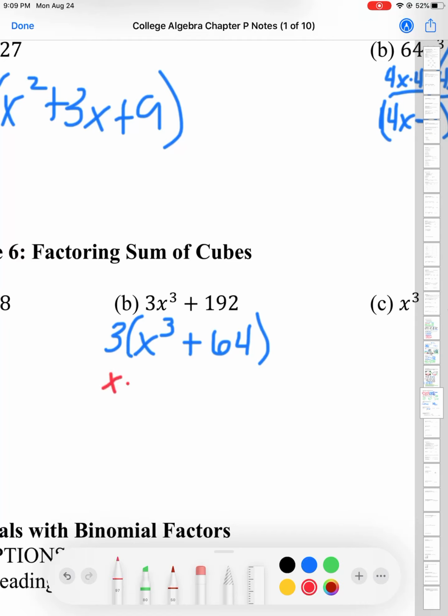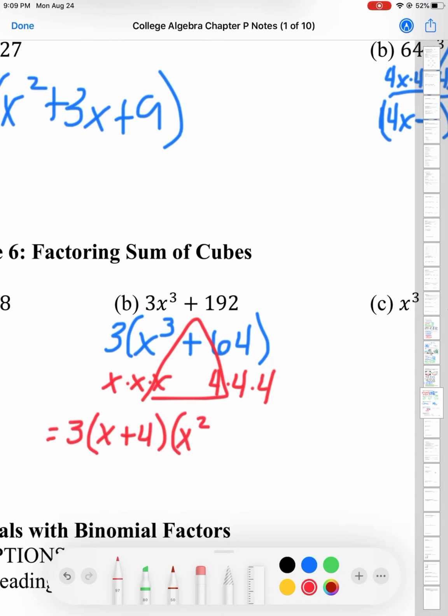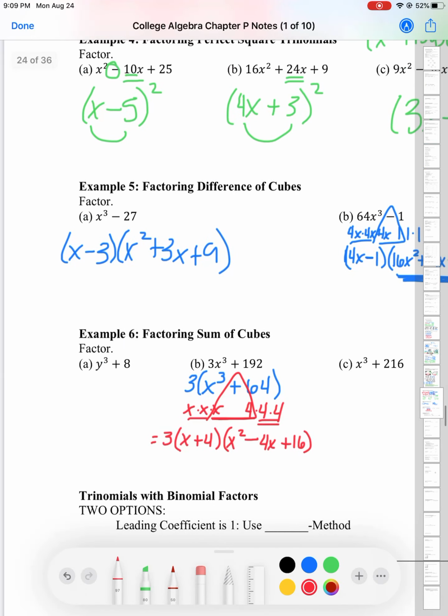Now I'm ready to break it down. So x times x times x, 4 times 4 times 4. Make my triangle. Remember, the 3 gets carried down to my final answer. So I have 3 times x plus 4. Then I have x times x, which gives me x squared, minus, since my first sign was plus, x times 4, which gives me 4x. I got that from the triangle. And then 4 times 4 to give me plus 16. So that's my final answer there.